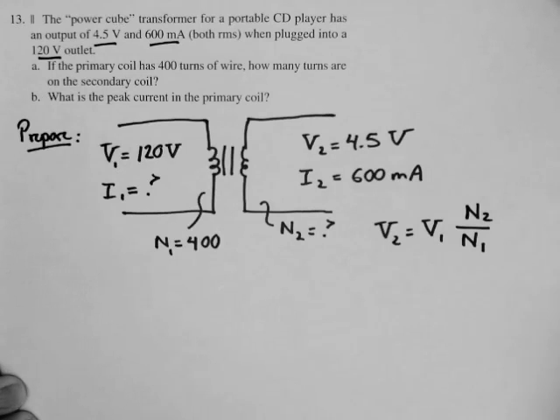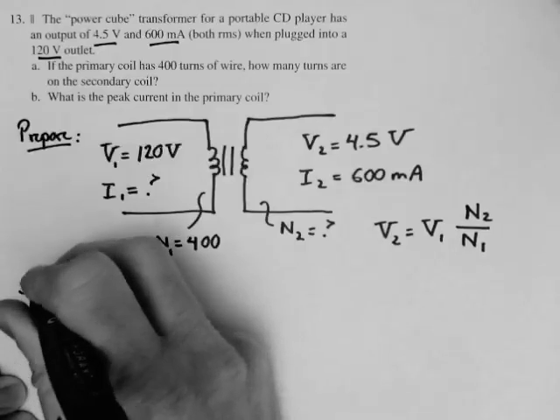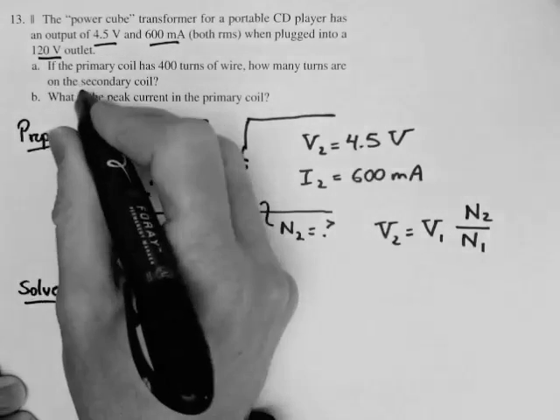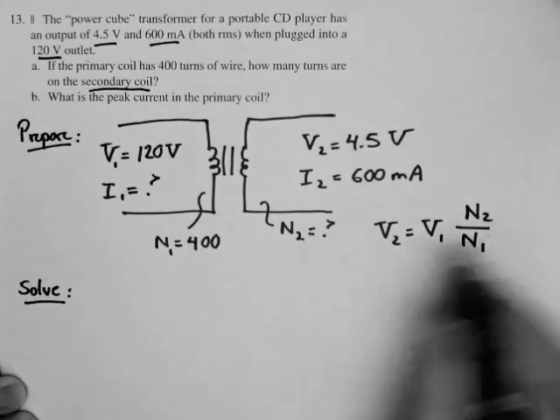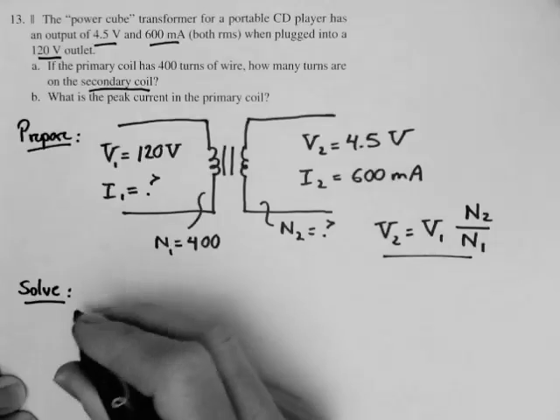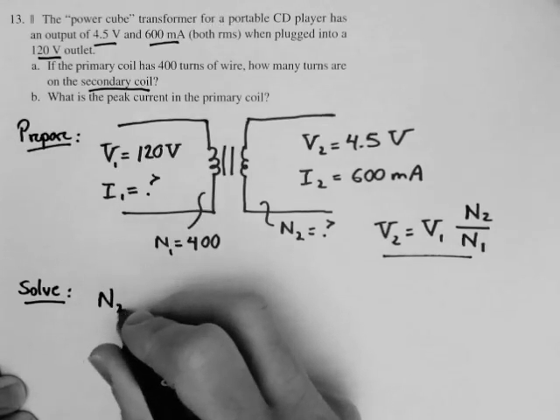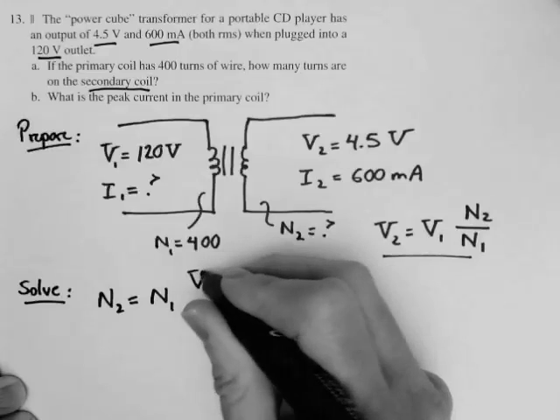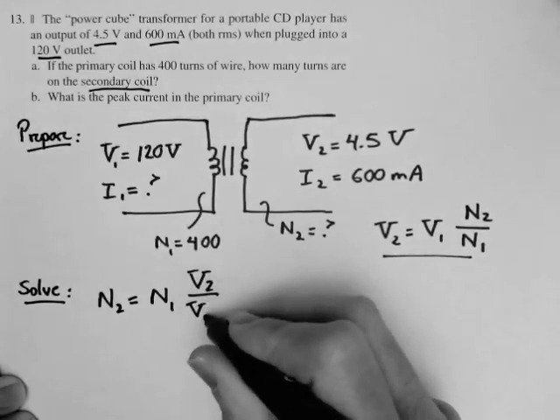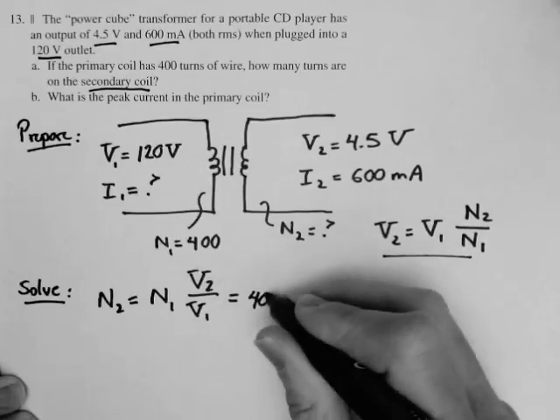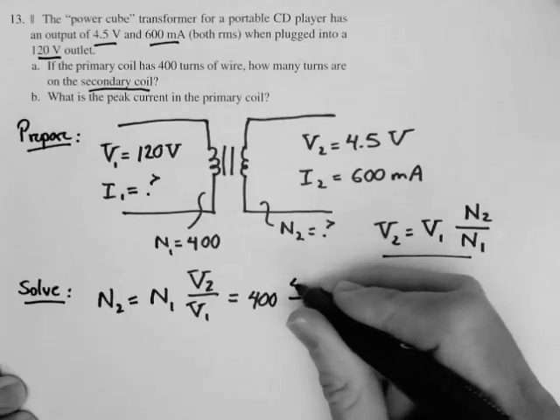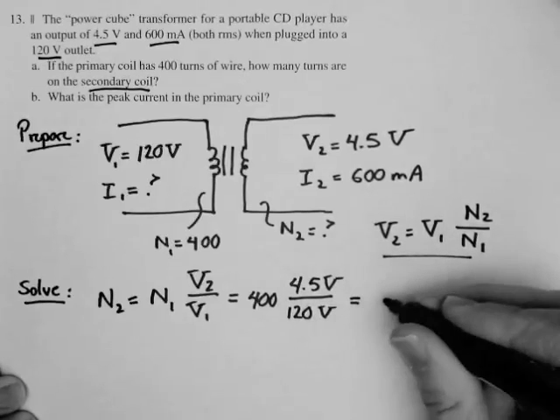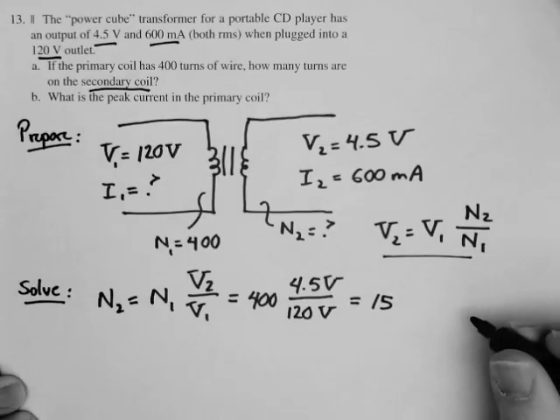Now, the first thing we're going to be asked to compute is this. Let's step into solve mode here. We're looking for the number of turns on the secondary coil. That is N2. Well, we can take this equation and rewrite it this way. The number of turns in the secondary coil is equal to the number of turns in the primary coil times the voltage on the secondary divided by the voltage on the primary. And those are all numbers that we know. There's 400 turns on the primary. The voltage on the secondary is 4.5 volts. The voltage on the primary is 120 volts. And so we compute 15 turns of wire on the secondary.